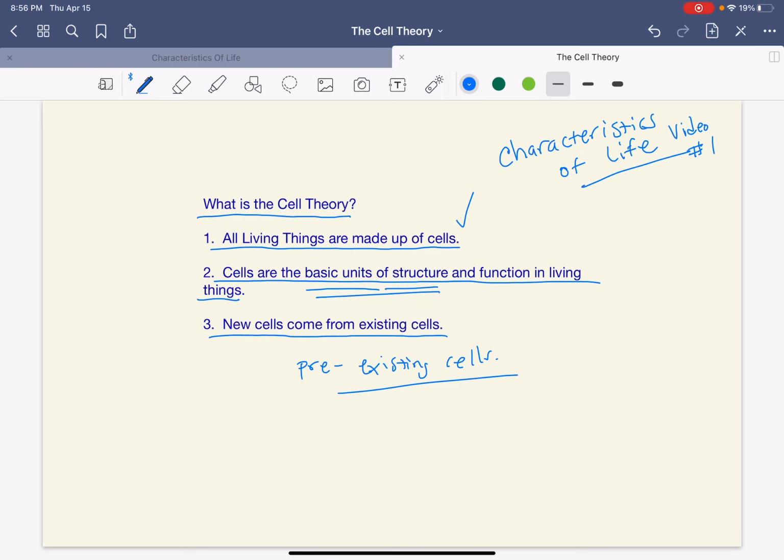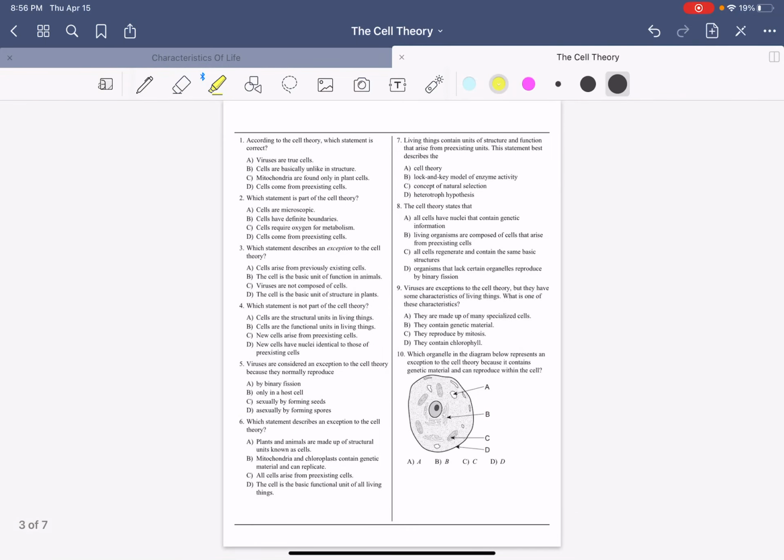So again, what are the cell theories? That all living things are made up of cells. Cells are the basic units of structure and function in living things, and new cells come from existing cells. This is the main thing that the Regents wants to make sure that you understand. Just with this information alone, we are going to practice Regents questions already.